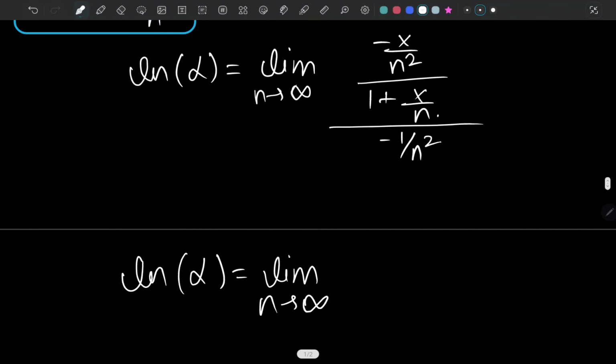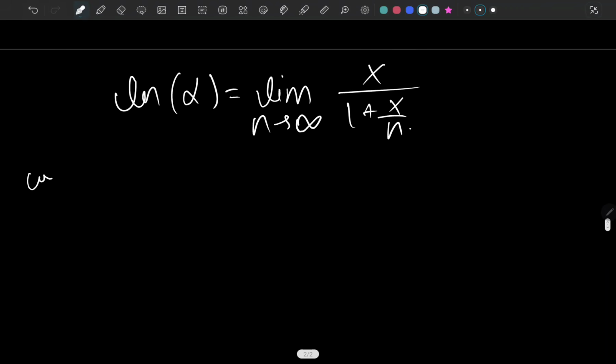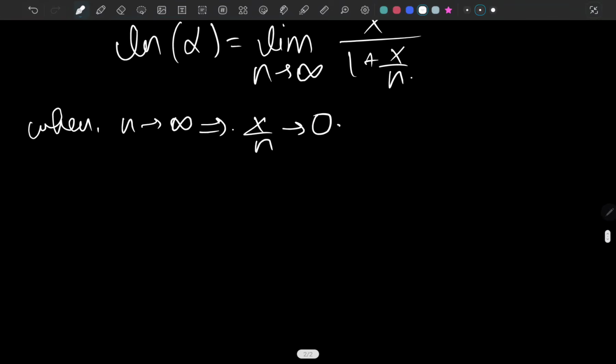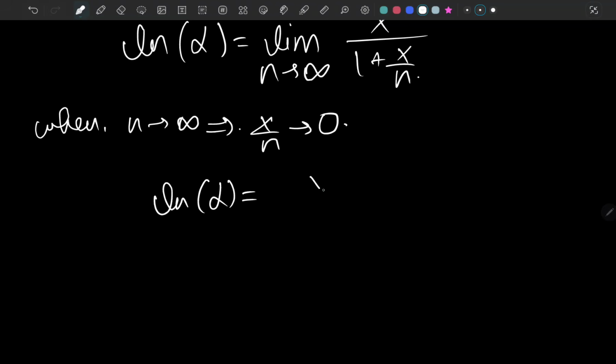Okay, and next we just get rid of this one and this one with a negative sign as well. So we're going to have x over 1 plus x over n, and when n tends to infinity, that means x over n tends to 0, right? So basically this part is going to be 0 along with this one. So finally we have ln of L equals x over 1 plus 0, that is x.